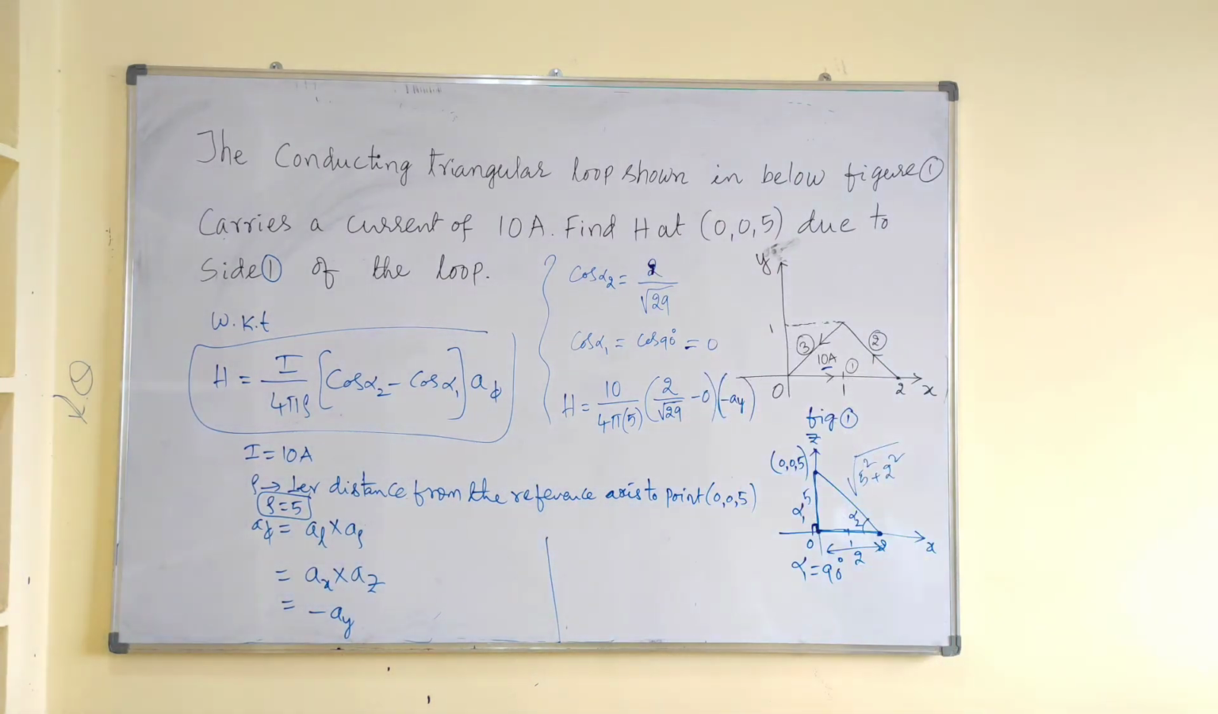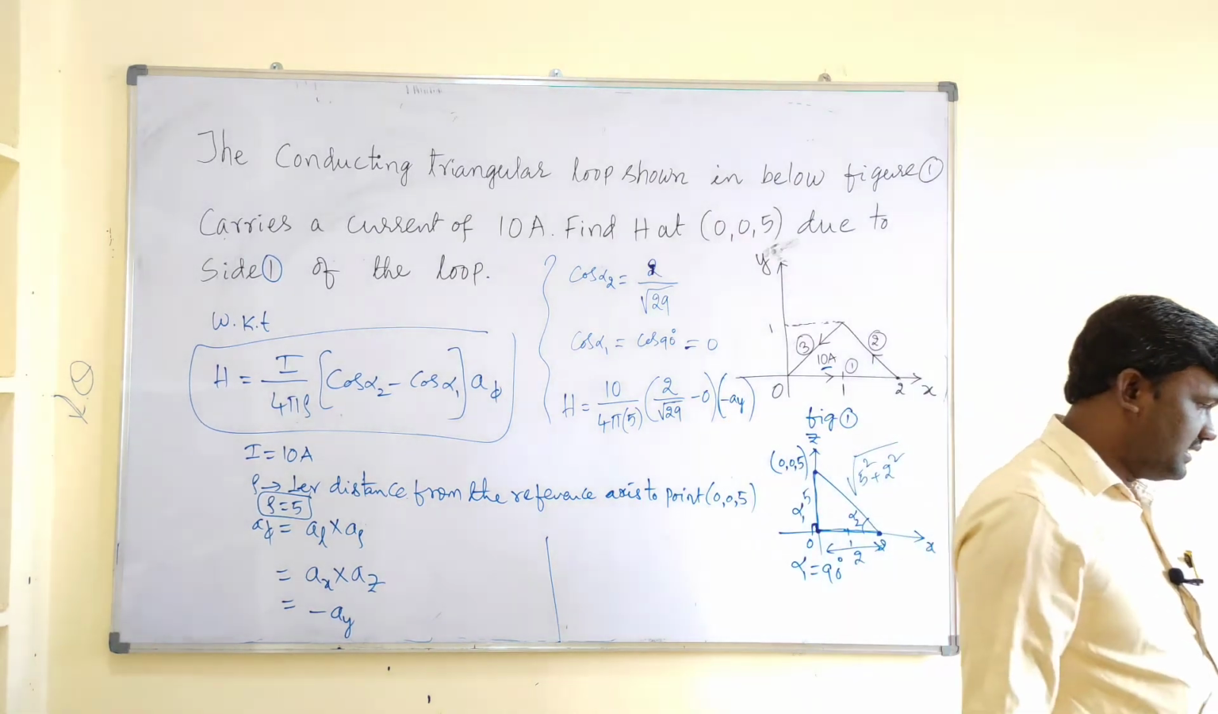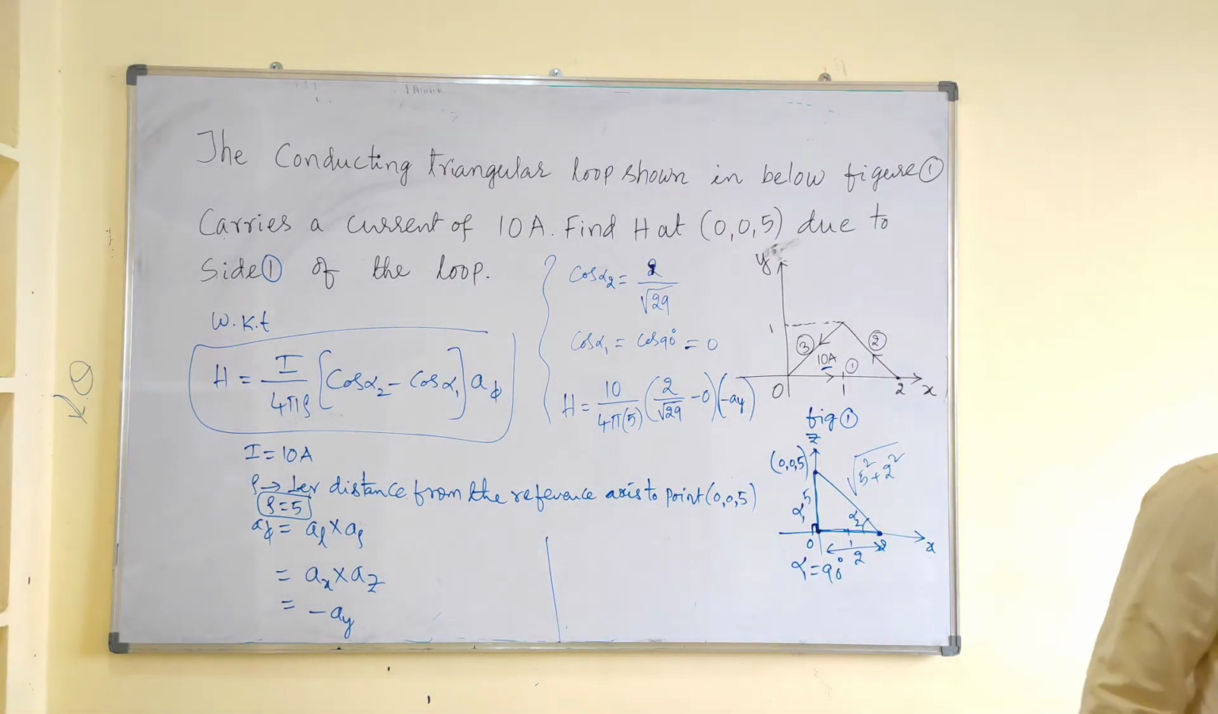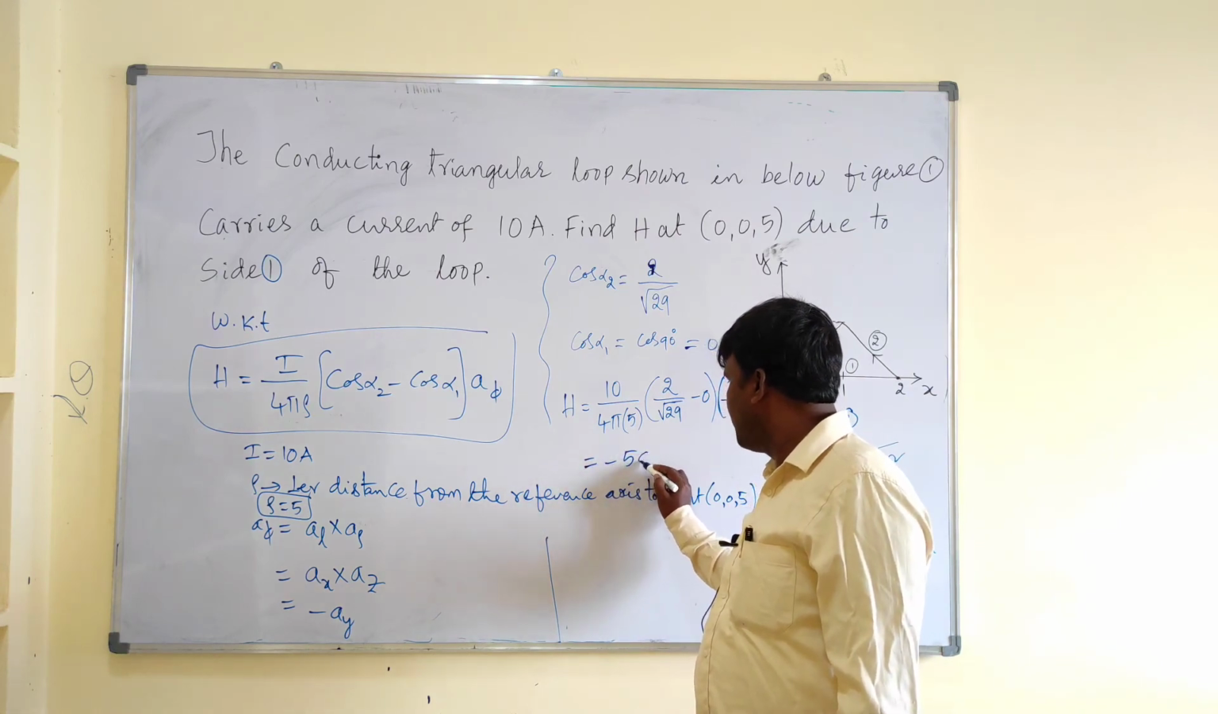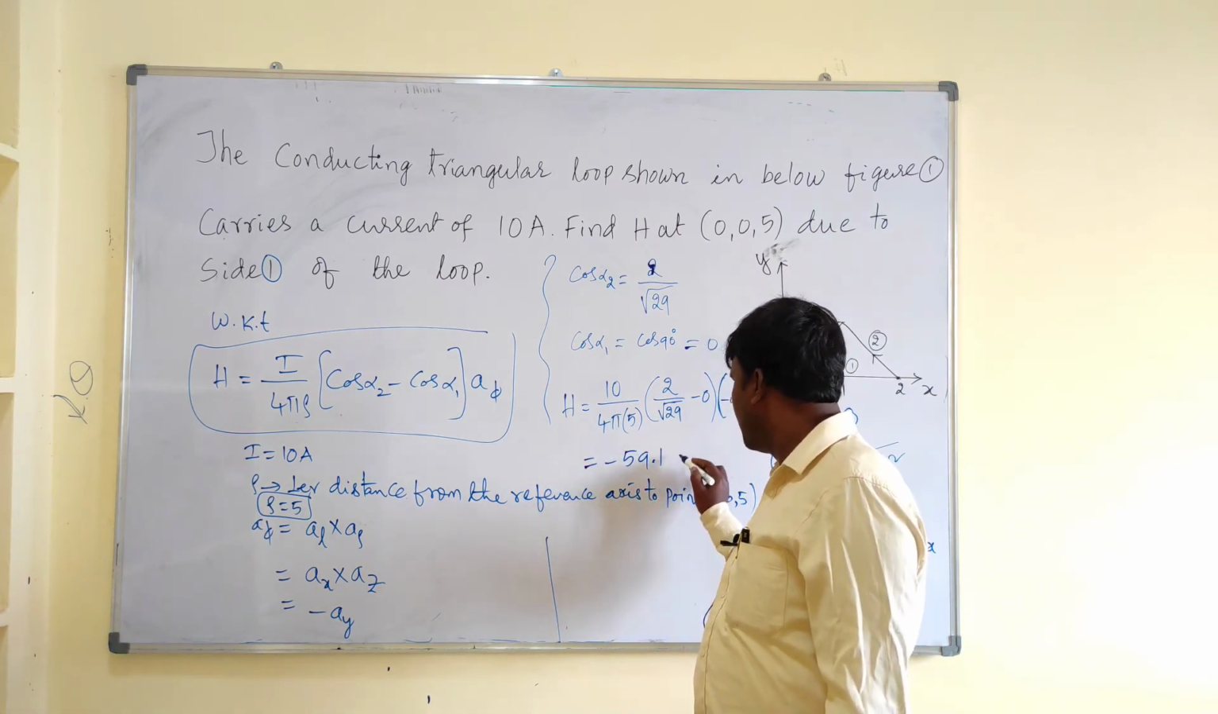Now after simplification, if you simplify this one, you will get minus 59.1 ay.